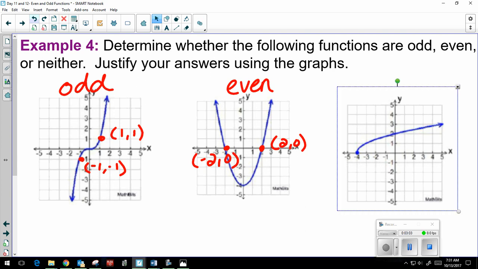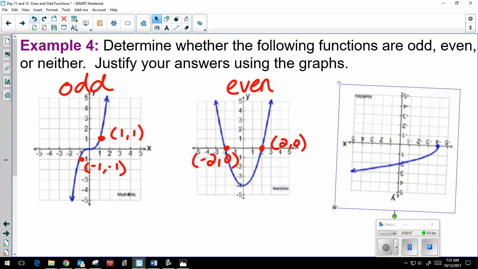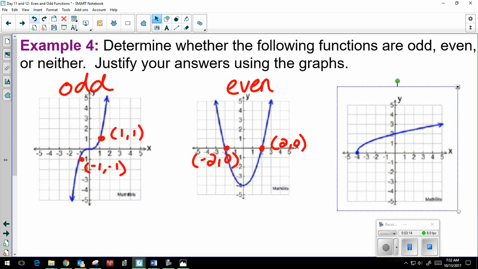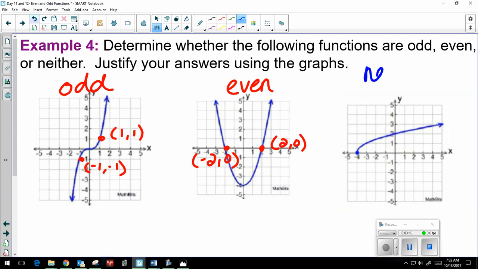So now I want to check if it has symmetry over the origin. So like I said, you can take your paper or your calculator and flip it upside down. So if I flip this upside down, do I get the same picture? No, it's going in the complete opposite direction. So that means that this is neither. So that's how you determine if something is even, odd, or neither graphically.